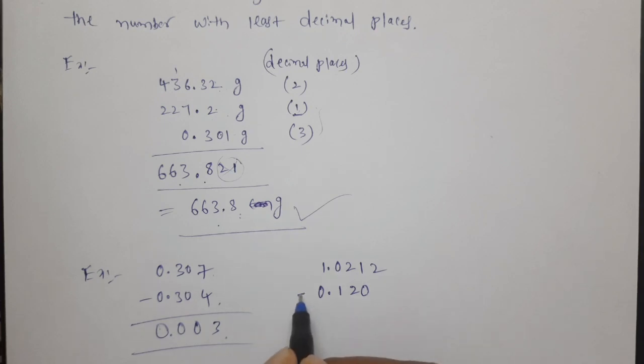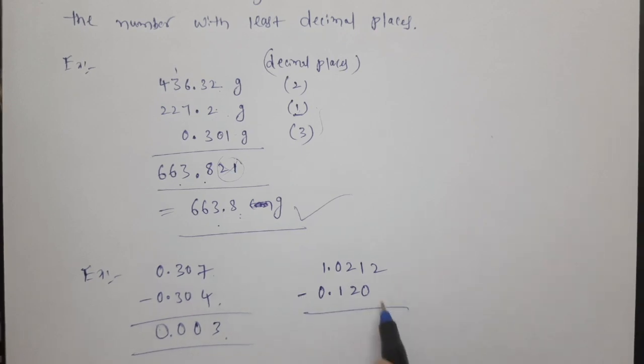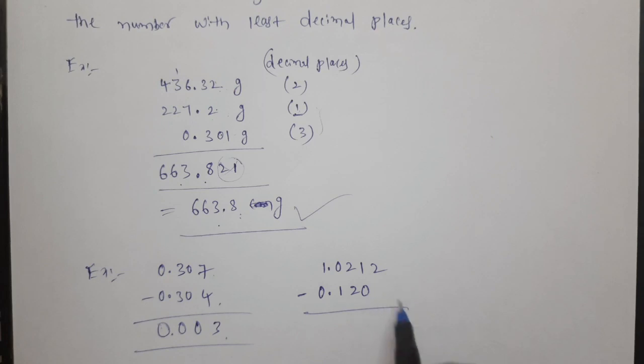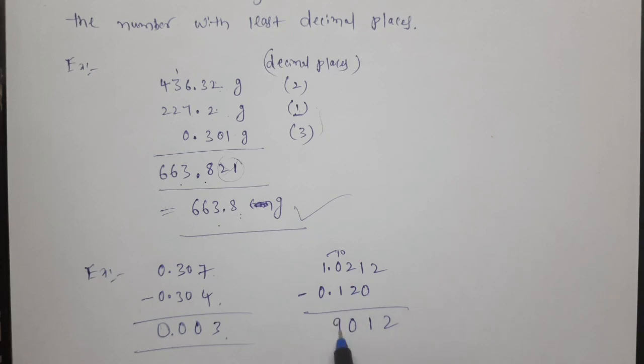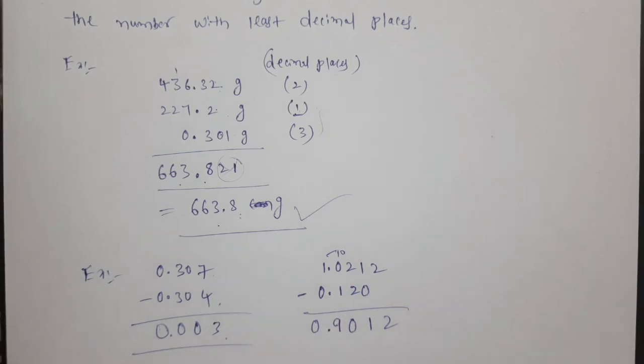Now subtraction. Let us take subtraction. How much do we get, guys? 2 minus 0 we get 2. 1 minus 0, 1. 2 minus 2, 0. 4 we get, yes, 9 we get 9, 0. But see here, how many decimal places are there? 3. And here how many decimal places are there? 4. But of course, when you subtract, we are getting like this. But the answer should not be given like this.